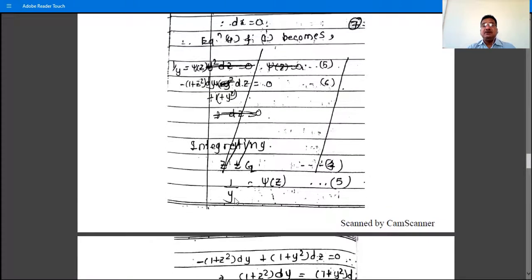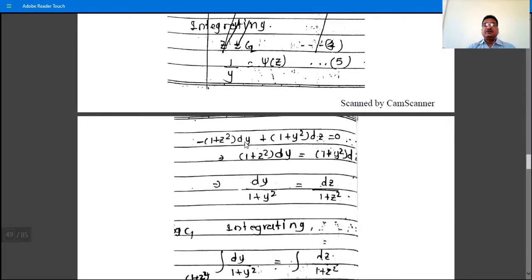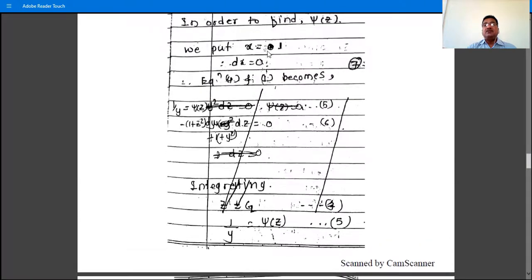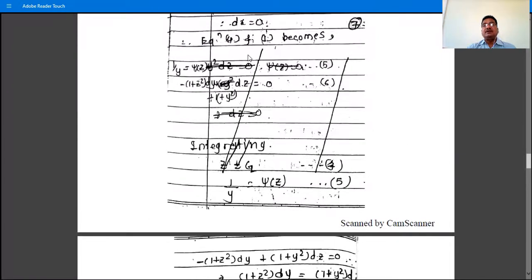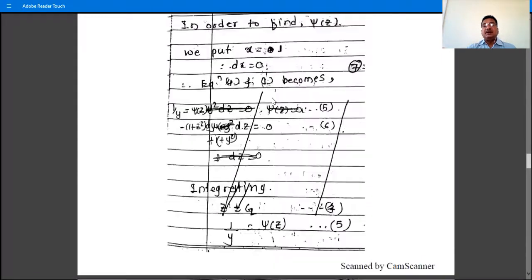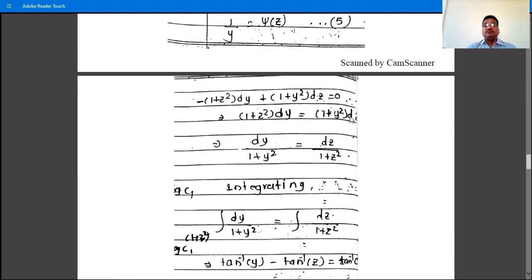So equation number 5 is what? 1 by y is psi z, equation number 5. And minus (1 plus z square) dy plus (1 plus y square) dz is equal to 0 is the equation obtained by substituting x as 1 and dx as 0 in equation number 1. And this is equation number 4, in which we substitute x as 1. And then we have to solve equation number 6.